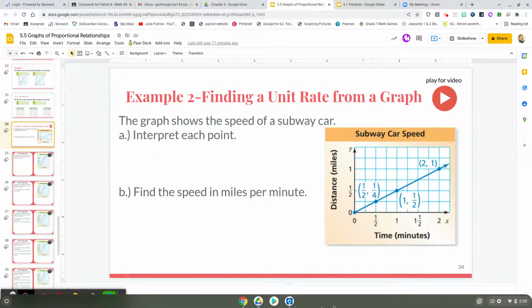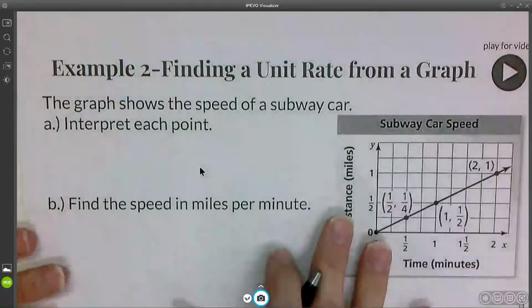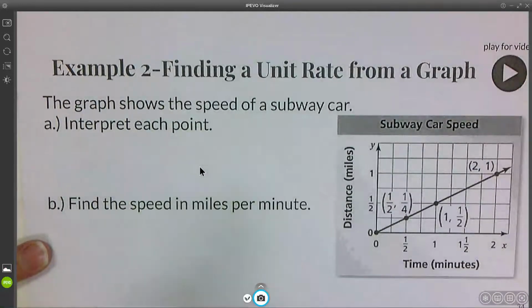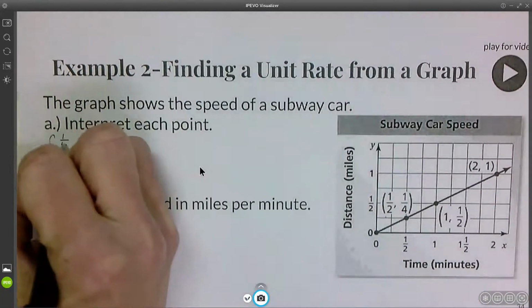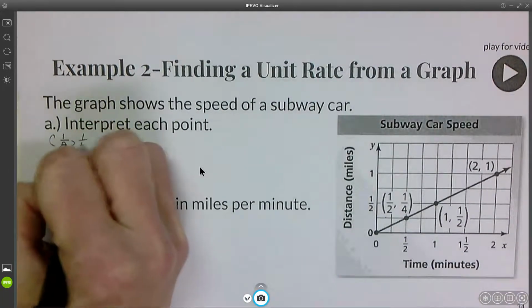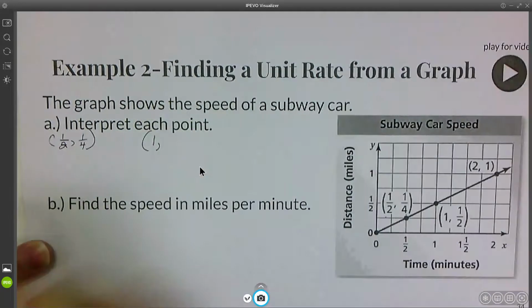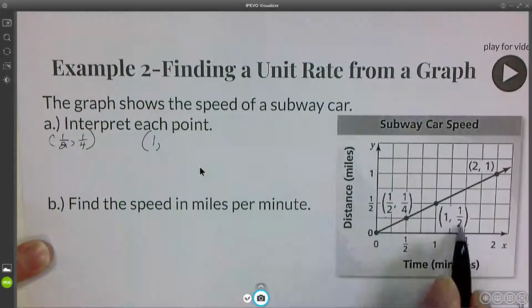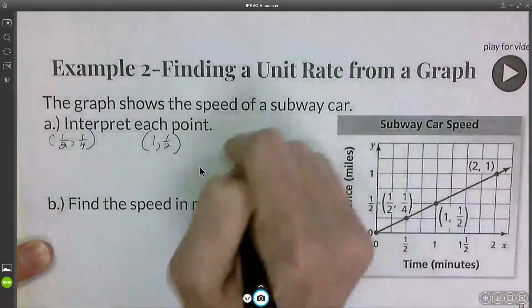And interpret means to write a sentence. So I'm going to flip over to the camera here as usual, and I'm going to write down each point. So I'm going to start with 1/2, 1/4. And the next ordered pair would be 1, 1/2. And my next plotted point is 2, 1.